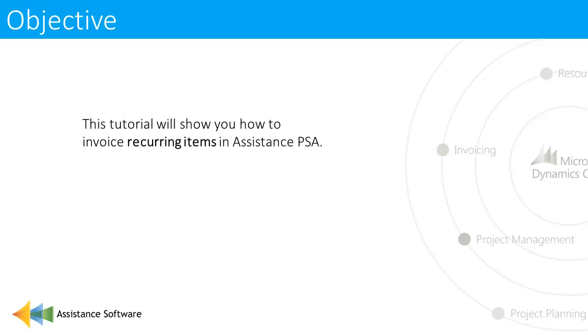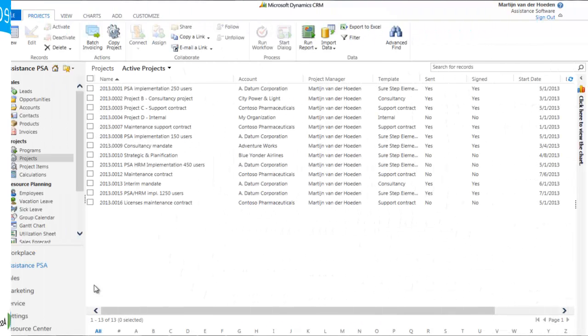This tutorial will show you how to invoice recurring items in Assistance PSA. Best practice is to invoice recurring items via batch invoicing. Go to the Sales module and click Invoices.